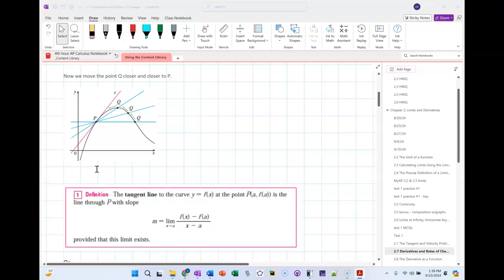So let's define what we did here formally. We say the tangent line to the curve y equals f of x at the point P, that is a comma f of a, is the line through P with slope equal to the limit as x approaches a of f of x minus f of a over x minus a, provided that limit exists.